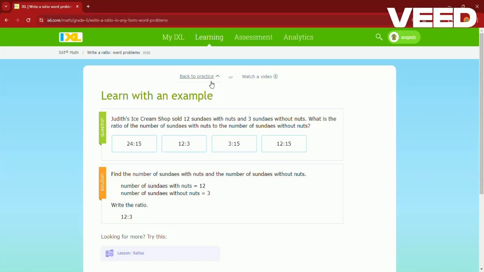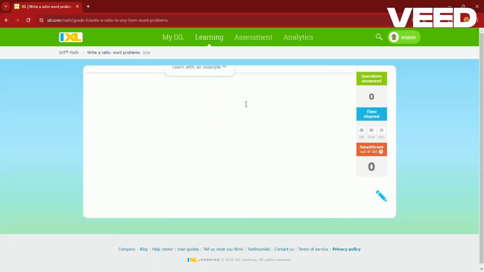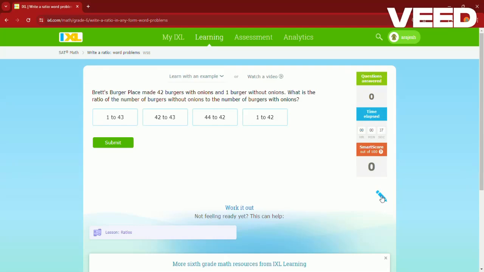But let's not get too cocky with that, okay? So let's figure out the real deal now. Brett's Burger Place made 42 burgers with onions and 1 burger without onions. What is the ratio of the number of burgers without onions to the number of burgers with onions?